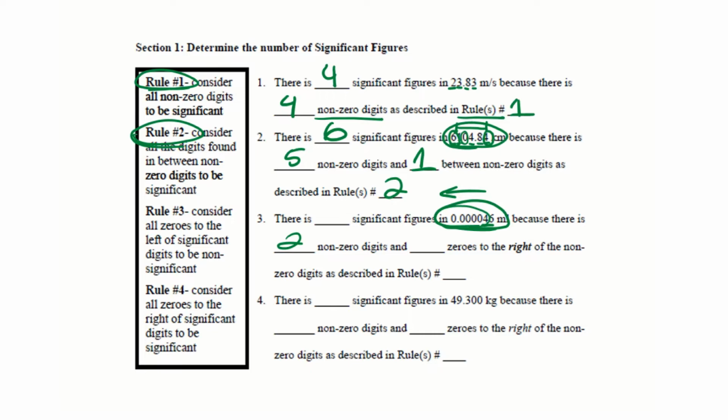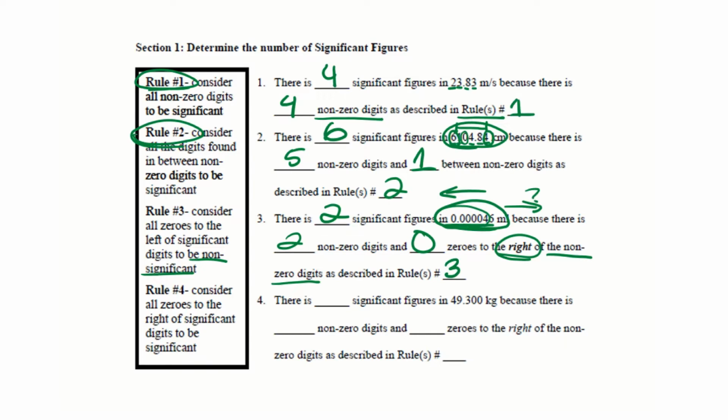Now, look at what it's asking though. It's saying there is blank significant figures because there is 2 non-zero digits and blank zeros to the right of the non-zero digits as described in this rule. So they're not talking about these zeros. They're talking about any zeros that are to the right. And we don't have any in this case, so that would be 0 of them. So in total, when we're adding the ones that are actually significant, there is only 2 significant figures because the ones that are to the left are non-significant. Okay, so this is explained in rule number 3.